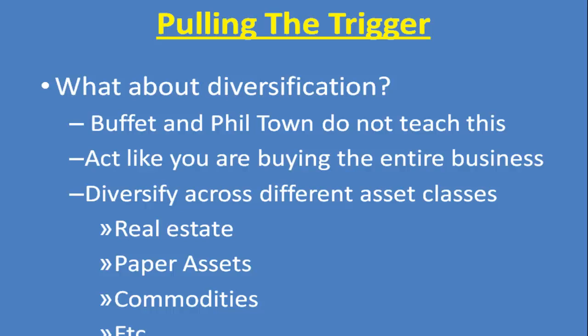Now, they do believe in diversification, but it's across different asset classes. So their diversification is, hey, in our portfolio of investments and assets, we'll have some real estate, we'll have some paper assets, we'll have some commodities. But in the actual paper assets, which is stocks, they're not diversifying. They just have a couple that they're holding in their portfolio.